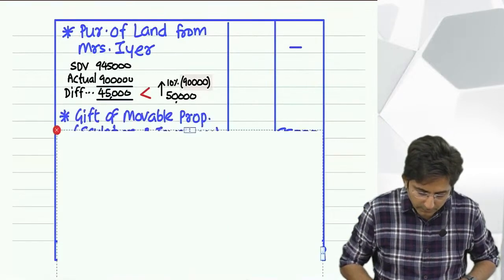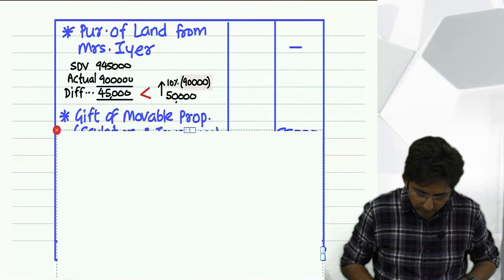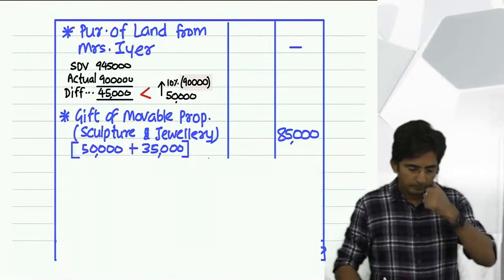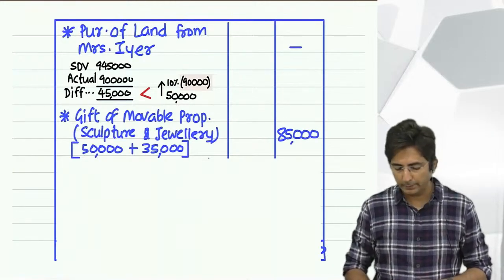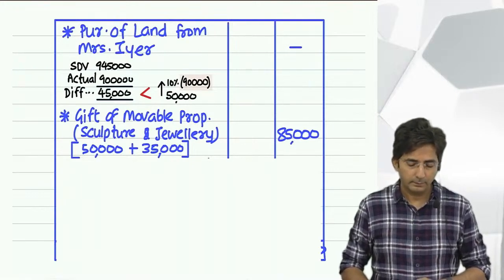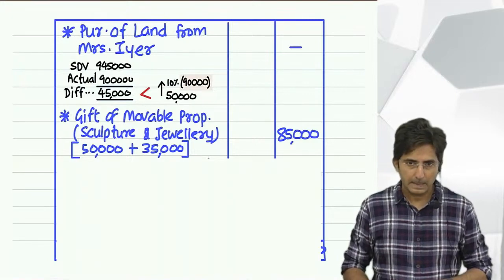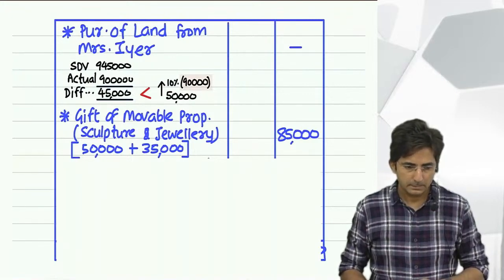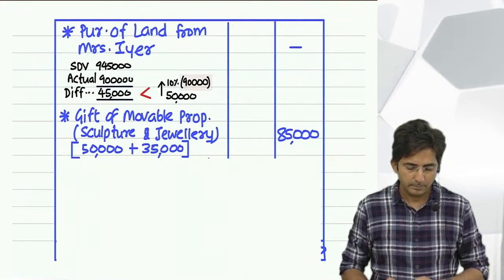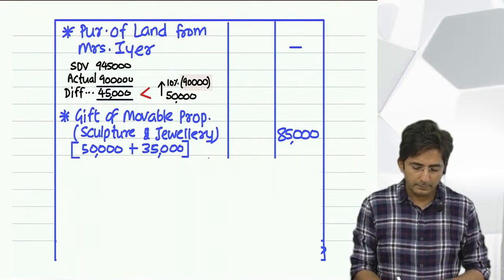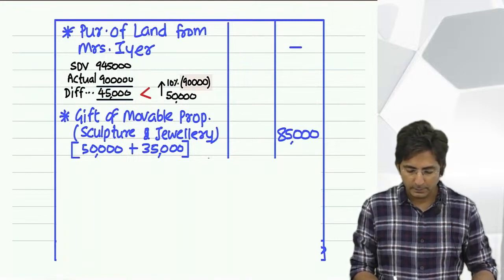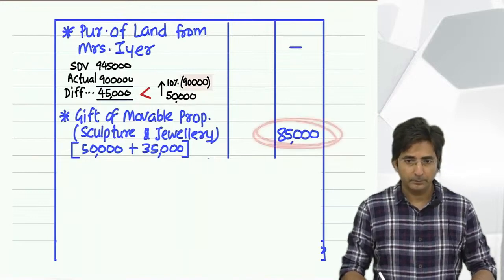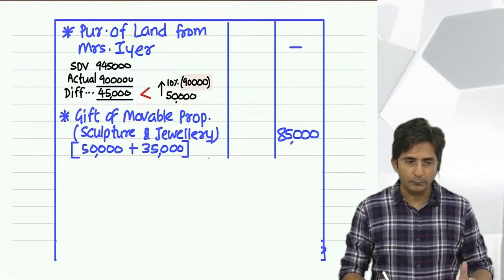Where is my answer here? Gift of movable property, sculpture and jewelry. When you add, it is called aggregate. In the notes I had shown you aggregate FMV. We have to see the aggregate FMV is above 50,000. That's why fully taxable. Up to 50 exempt, but above 50 fully taxable.